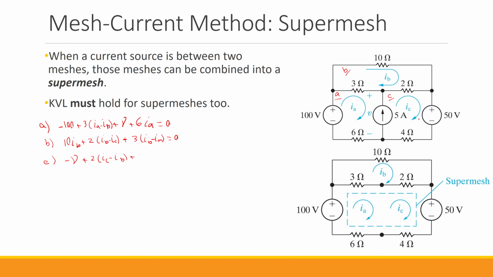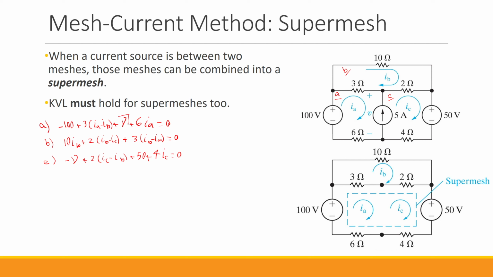Then we have this 50 volt voltage source. So we have positive 50 since we are entering from the direction of the voltage drop. And then finally we have 4 multiplied by IC because it is not common between 2 meshes, only IC goes through it. So that is equal to 0. So now we have 3 meshes and we have three equations. But we have four unknowns here.